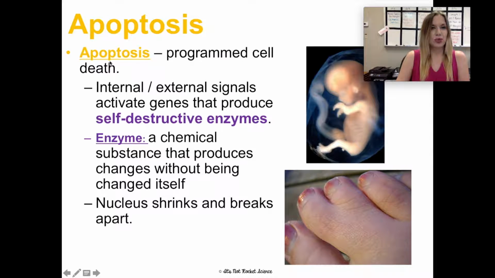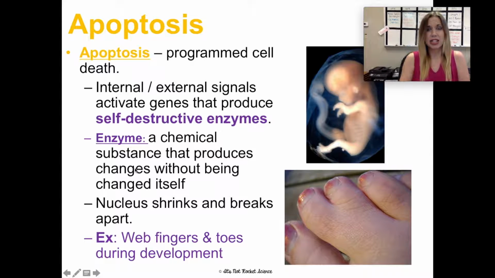Okay, and when apoptosis is triggered, so that gene is activated, then the nucleus will shrink and shrivel up and break apart. This is very, very important because it gives us our shape as humans. So if our cells inefficiently perform apoptosis, we can end up with what you see in this image here. You can end up with webbed fingers and toes during development.